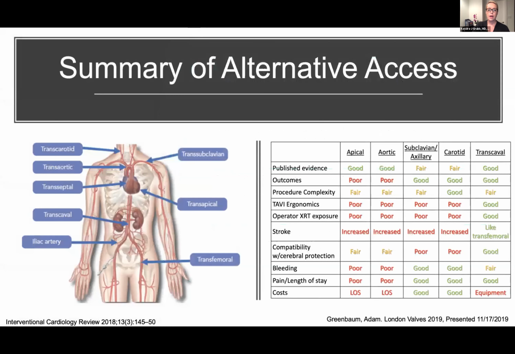And so in summary, we have many access options. And here's a chart of the alternative access options that my partner, Dr. Adam Greenbaum, presented at London Valves a year ago. And as you can see, none of them are perfect. There are trade-offs. And I think the most important thing is that you go transfemoral first. It should be at least 95% of your patients. And when you decide to do an alternative access, pick one that you and your site are most familiar with, most comfortable with, and become a master at that one. You don't have to be able to do all of these, but you have to do alternative access well, at least by one of these techniques.